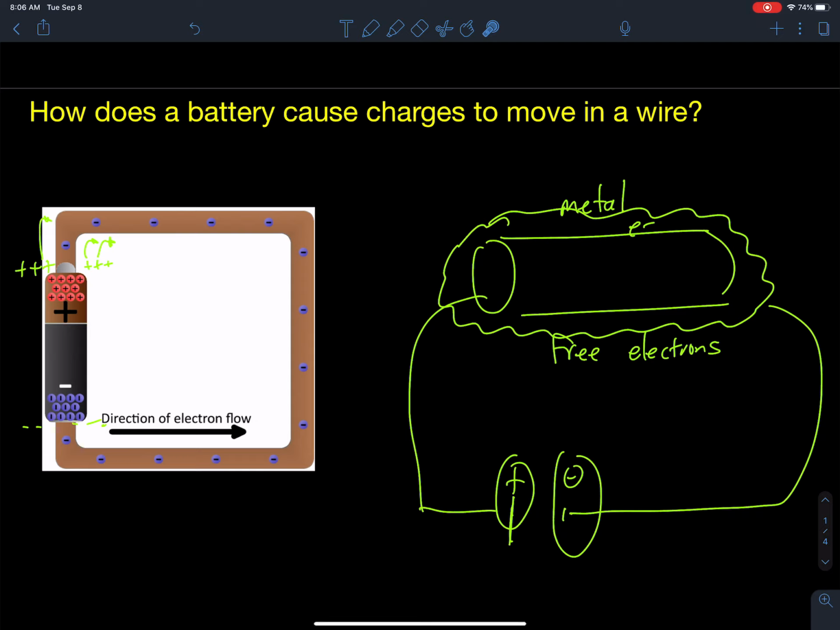But very, very important, in physics, we don't talk about the movement of electrons. We didn't know about it to begin with. Current is the flow of positive charge.